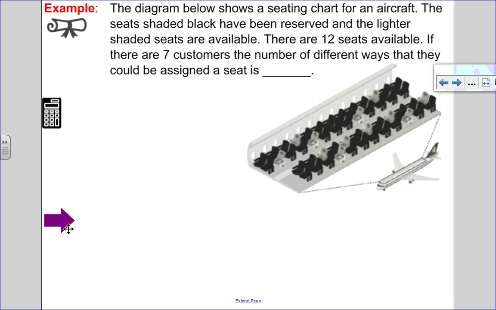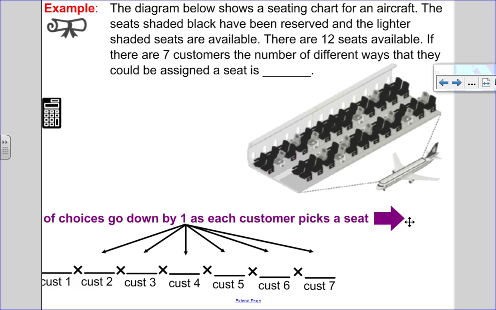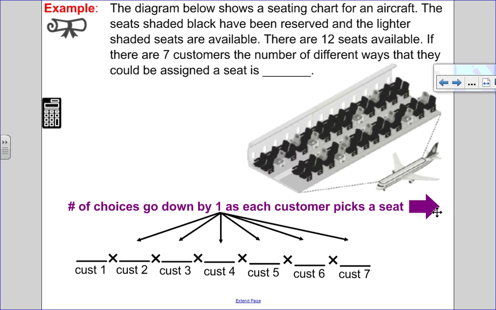Okay, so I don't want to list out all the different combinations of seat selection. I just want to look at how many choices are possible. So I'm going to do this in terms of the customers. I have 7 customers that I am putting in seats. So first customer comes up, looks at the diagram. That customer has 12 choices of a seat. Now they choose their seat, and the next customer doesn't have 12 seats anymore because the first customer just chose a seat. They have 11 choices.